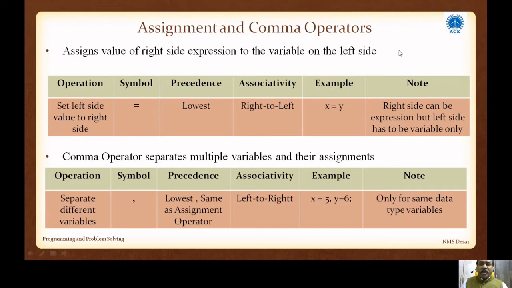What we said about assignment and comma operators is that they have the least precedence. Single equal to is used for the assignment operator. Double equal to is a relational operator. So as we discussed in the earlier session, single equal to should not be confused with double equal to. That is a comparison operator, the equality operator. This is the assignment operator. Now we'll go to bitwise operators.